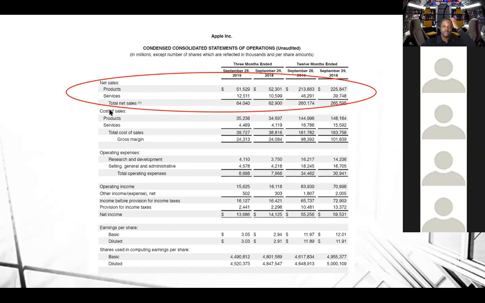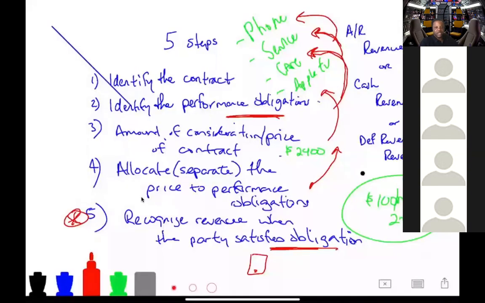So let's see here. Oh, let me say one more thing about those 5 steps though. Revenue recognized when the party satisfies its obligations. One of the considerations that they have is when can Apple say, right? We saw that they said as soon as they ship something, the product, right? That's a big part of their sell price. So when can they record this journal entry here? This journal entry right here.